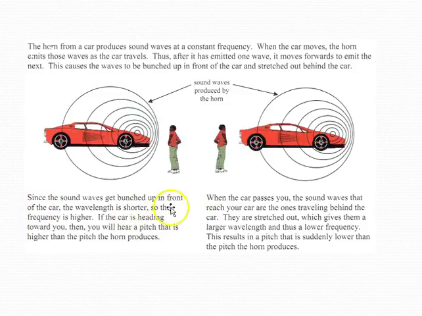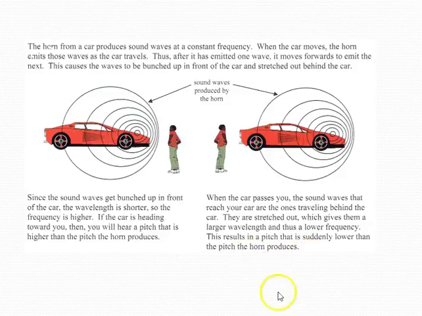Since the sound waves get bunched up in front of the car, the wavelength is shorter. You can actually see this visually in the picture. So the frequency is higher. Remember, shorter waves, higher frequency. If the car's heading towards you, then you will hear a pitch that is higher than the pitch the horn actually produces. When the car passes you, the sound waves that reach your ear are the ones traveling behind the car. They're stretched out, which gives them a larger wavelength and thus a lower frequency. So larger wavelength, lower frequency. This results in a pitch that's suddenly lower than the pitch from the horn.